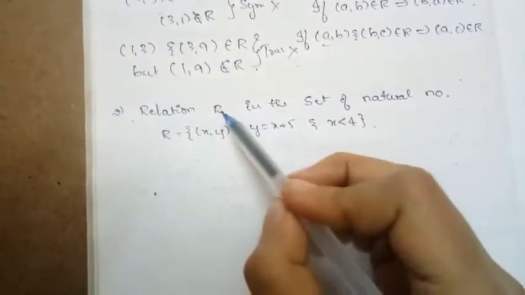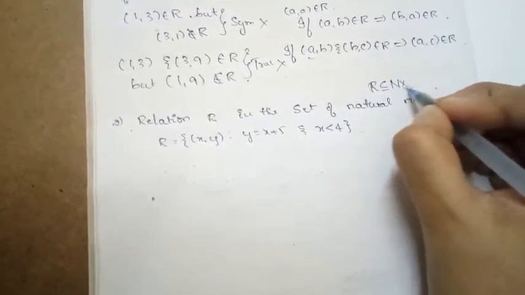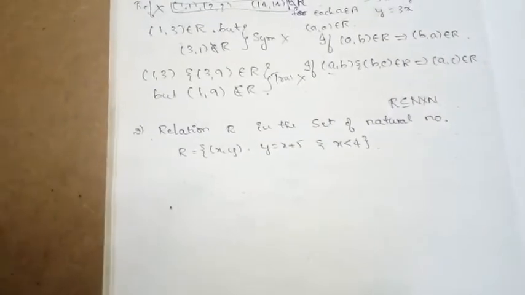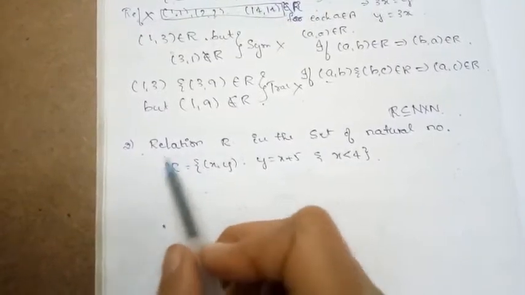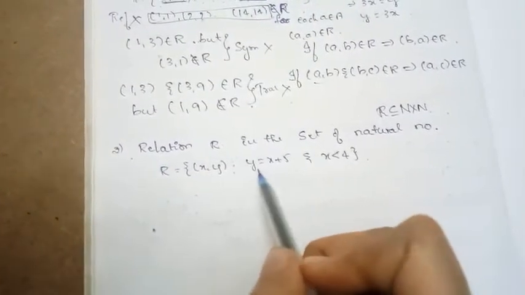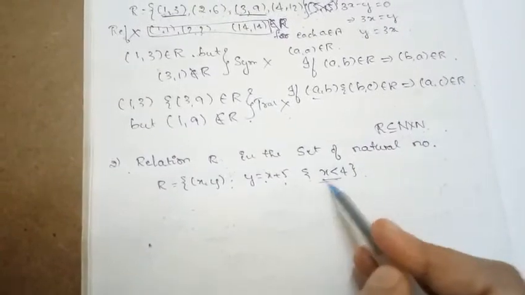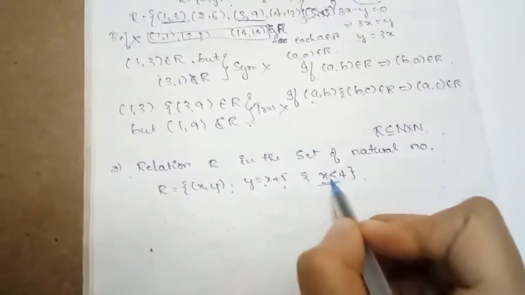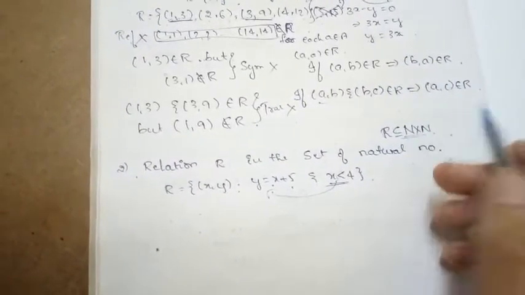What we are saying is the relation R in the set of natural numbers. So what does this statement say? That the relation is defined on the set of natural numbers, so N cross N is our Cartesian product. Now you need to know how the relation is defined: (x, y) such that y is equal to x plus 5 and x is less than 4. So both x and y belong to the set of natural numbers. Here they have given x is less than 4. So this is for the given relation, but the whole thing, the Cartesian product, is defined on the set of natural numbers.